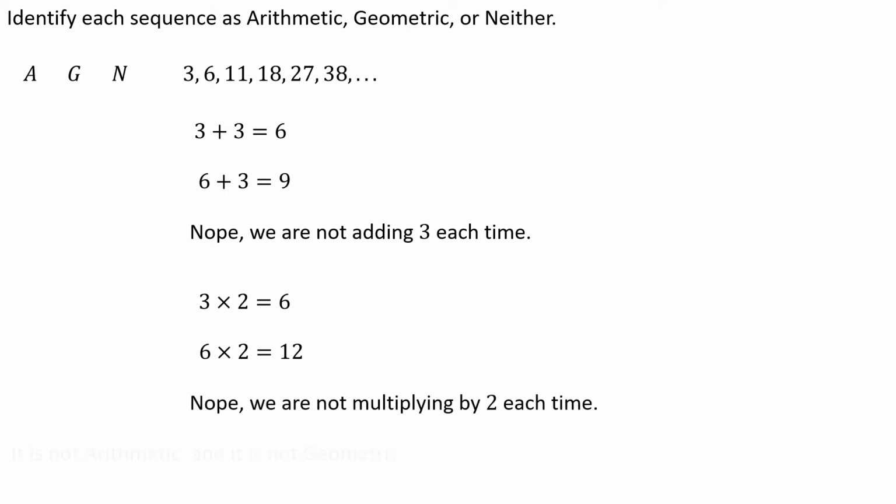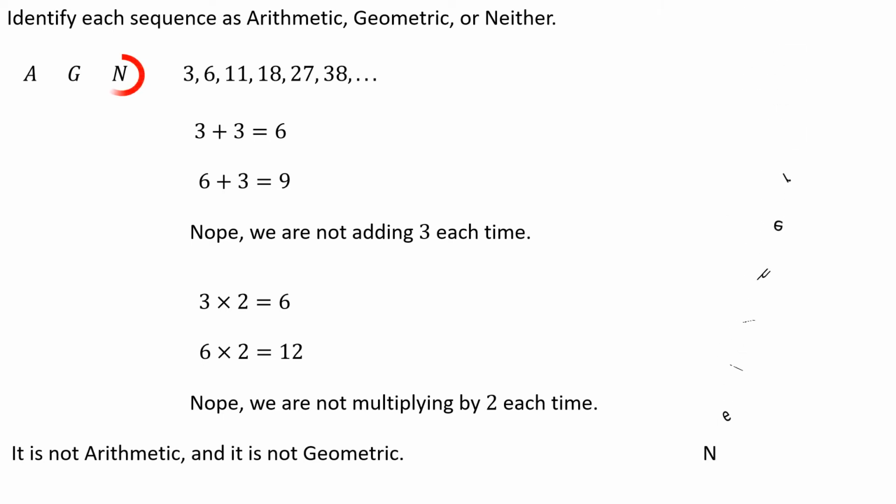So this is just some weirdo pattern, right? It's not arithmetic. It's not geometric. So this is what we call neither. Right? It is neither arithmetic nor geometric. So I can circle the N for neither.